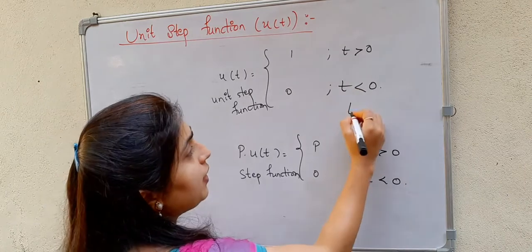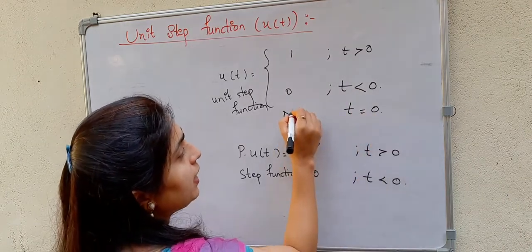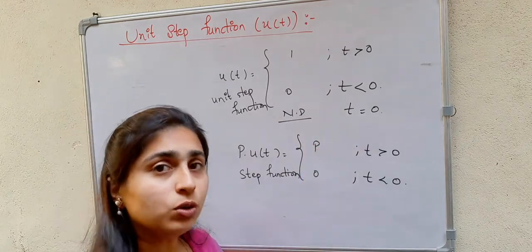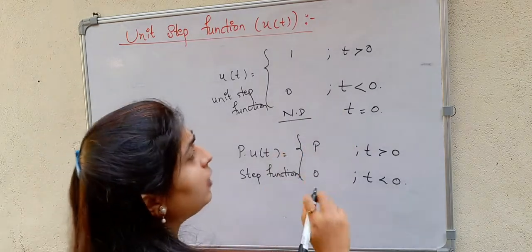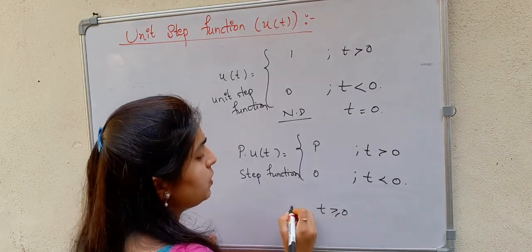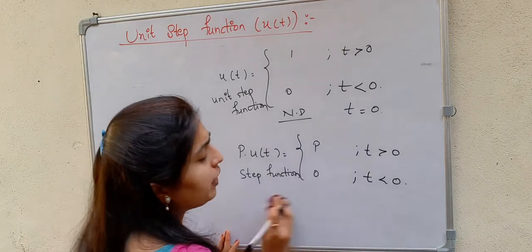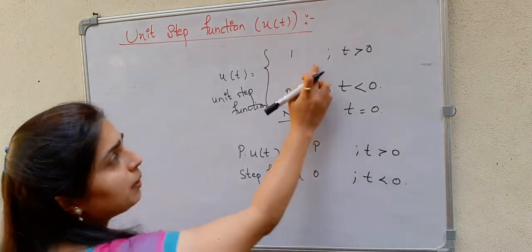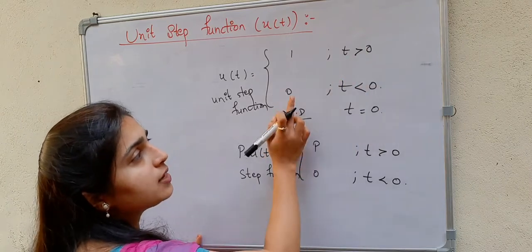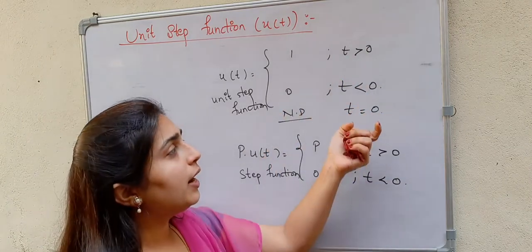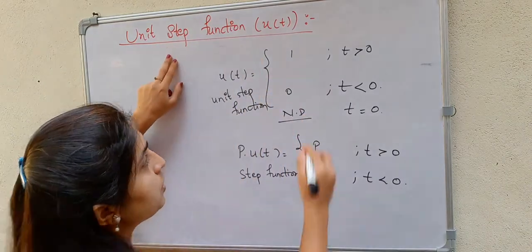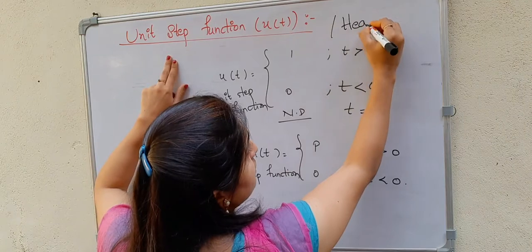At t equal to 0, actually it is not determined. In a few textbooks, they give t greater than or equal to 0 as equal to 1. That is for simplification purposes, but actually the definition is that it is equal to 1 for t greater than 0 and 0 for t less than 0. At t equal to 0, it is not determined. This unit step function is also called the Heaviside function.